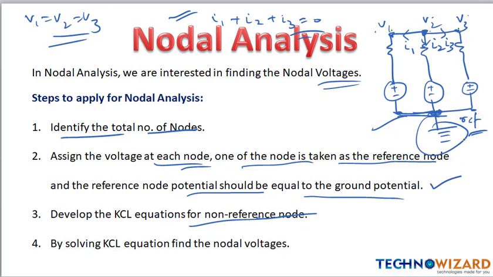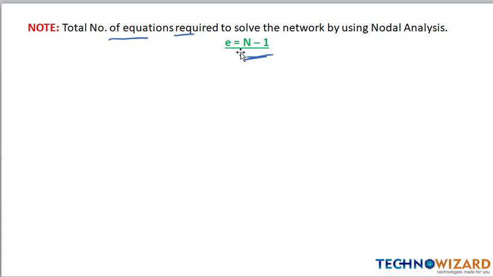1, 2, 3 and 4 is the reference node. Therefore 4 minus 1, that is 3 equations will be there, and the total number of equations for this circuit will be 3. Okay, this is how you can solve this question.